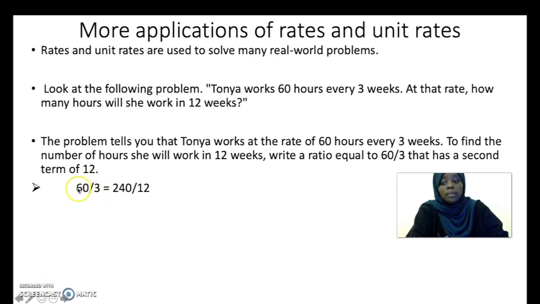And when we multiply both numerator and denominator by 4, we have 240 over 12. That means that Tonya will work 240 hours in 12 weeks.